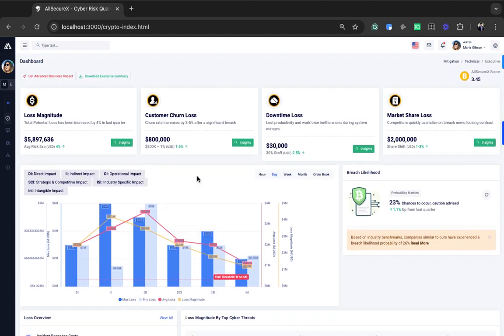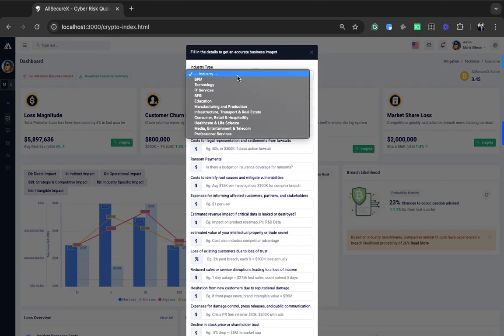Now, apart from this, if you want to get a more advanced business impact understanding, you can just click on here. You can add further details of your organization.